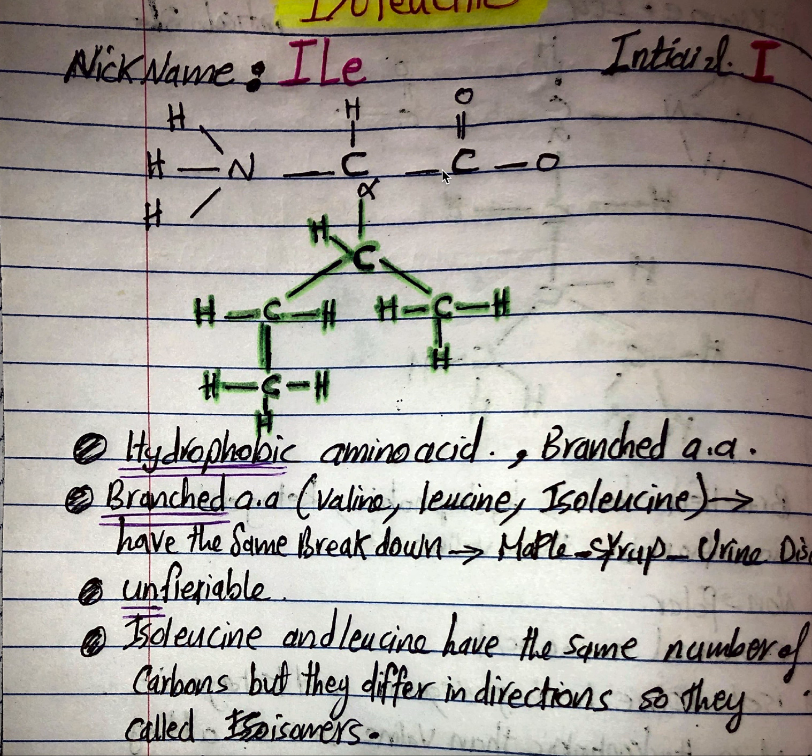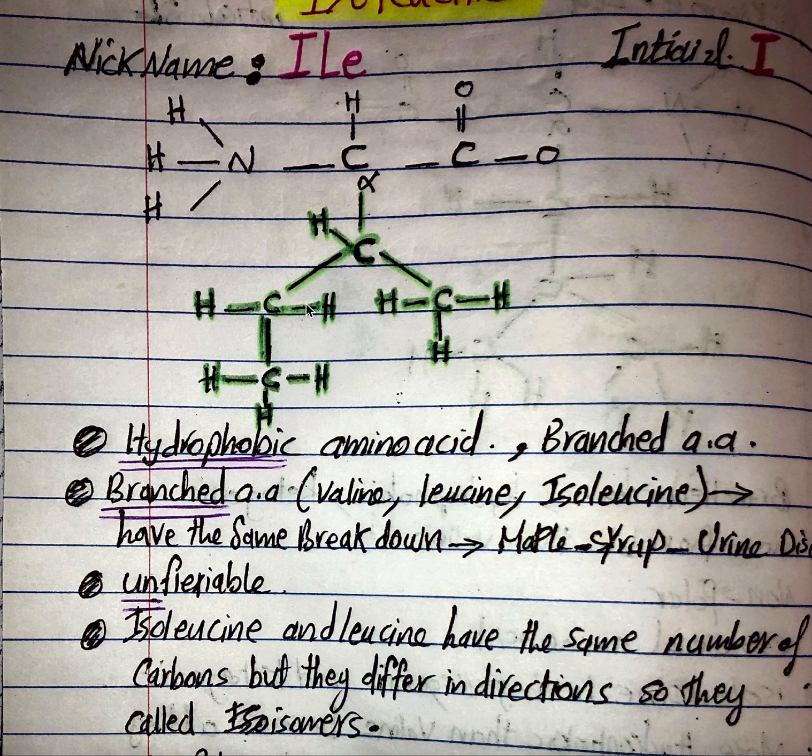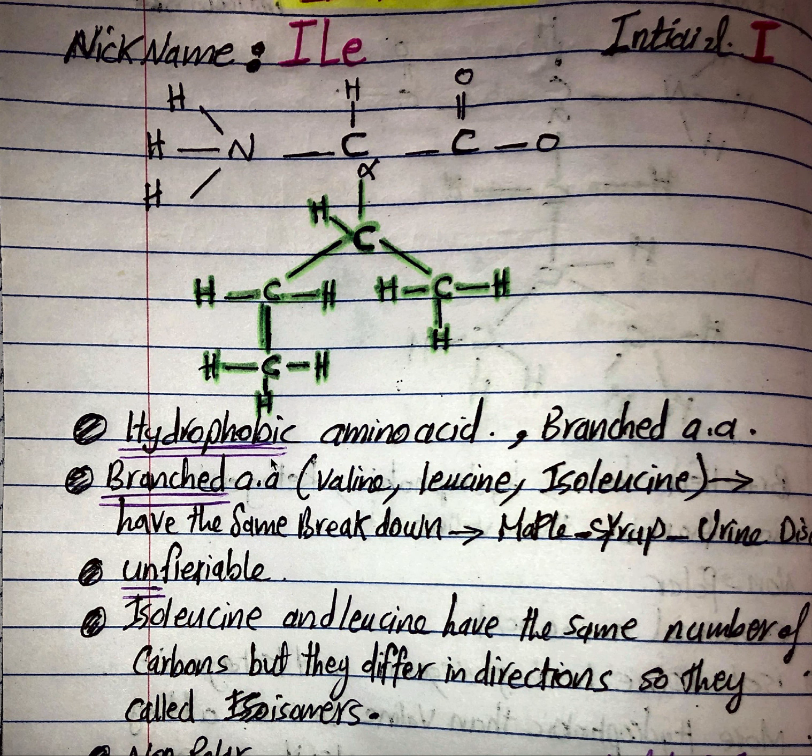So what is special about isoleucine? It contains a valine group, and one of these methyl groups contains another methyl group, to keep it in mind. So this is isoleucine. The first thing is that it is hydrophobic because it is non-polar, because it contains more carbon and more hydrogen. So it's a hydrophobic amino acid, and it's one of the branched amino acids.